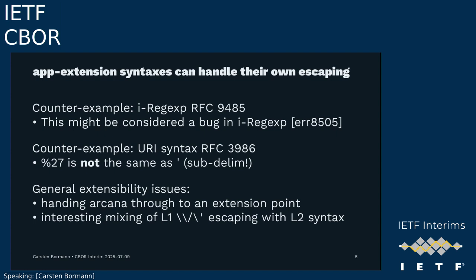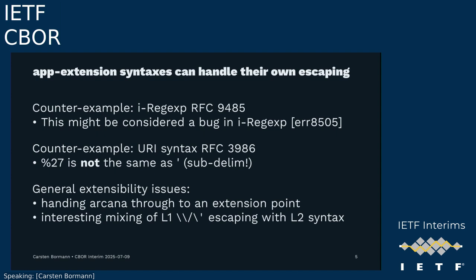So the assumption here is that the application extension syntaxes all can handle their own escaping. And I brought up 9485 as a counterexample, and that's maybe a bug in 9485. We can discuss that elsewhere. Another example is the URI syntax that I had on my slide. And I led you a little bit into a dark corner here because %27 is not the same as a single quote. Because it's a sub-delimiter, it doesn't normalize to a single quote.